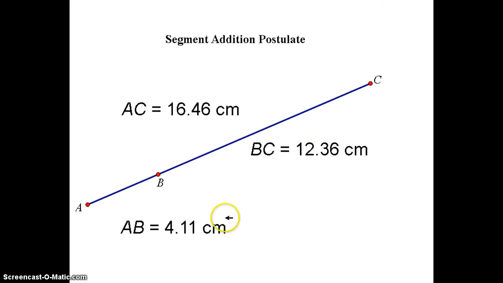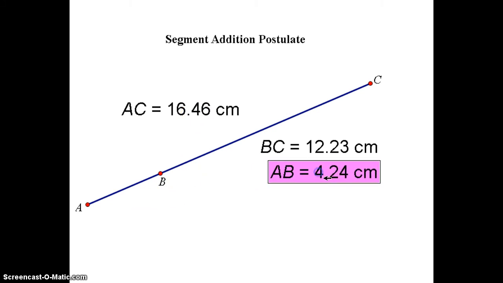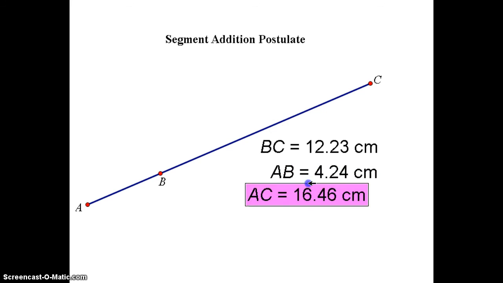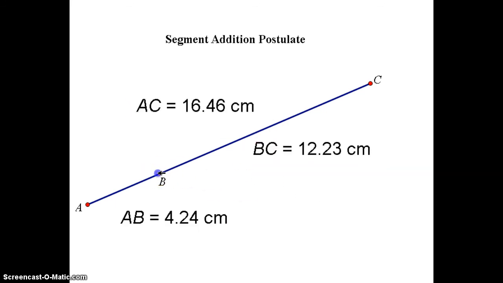Let's take a look at the segment addition postulate through Geometer's Sketchpad. We've got B on a line segment between A and C, and notice if I slide point B, it changes the length from A to B and B to C, which makes sense. If I took 4.24 and added it to 12.23, I would get 16.46. So all the segment addition postulate is saying is that the total segment's length is made up of the length of its parts.